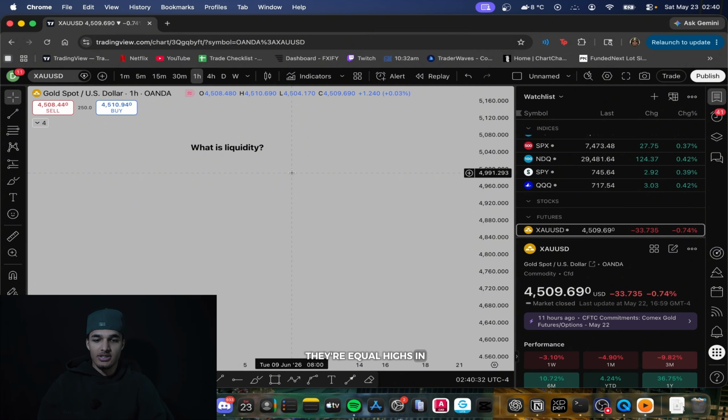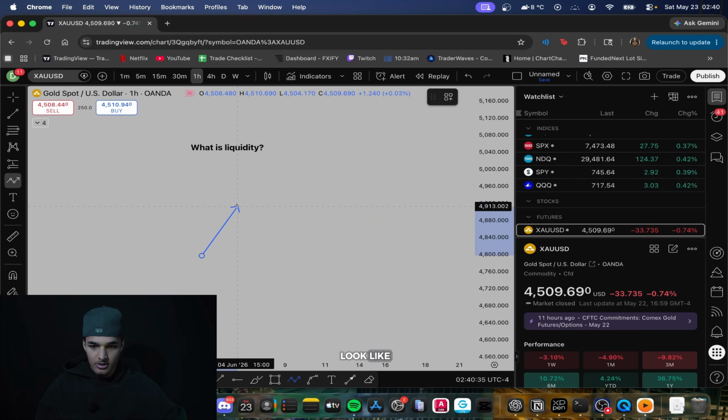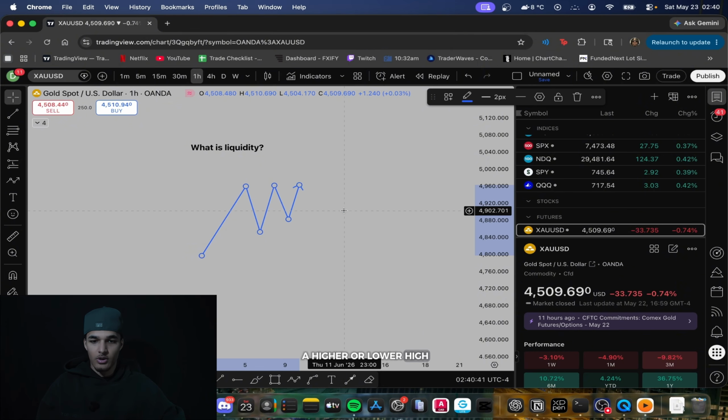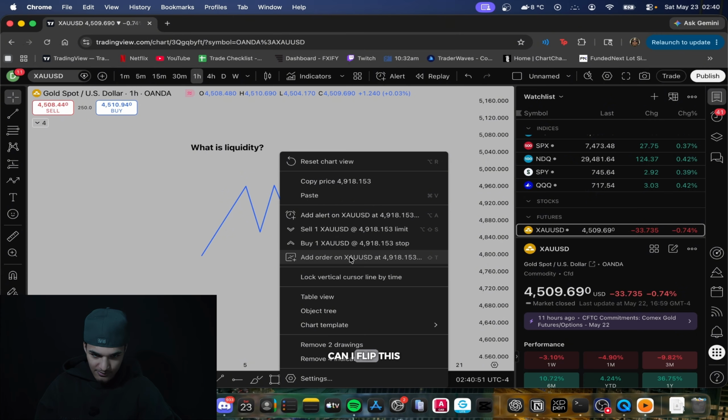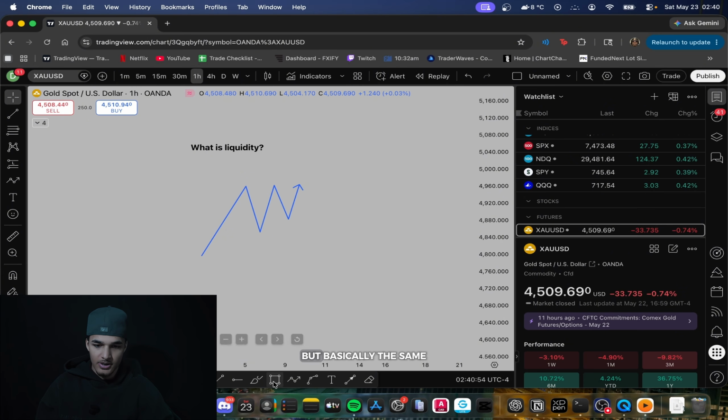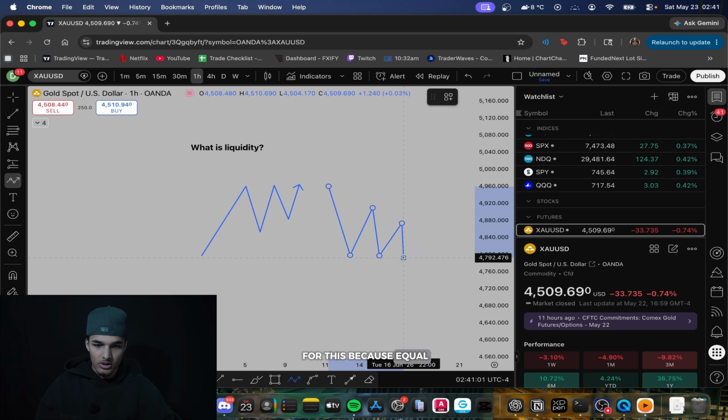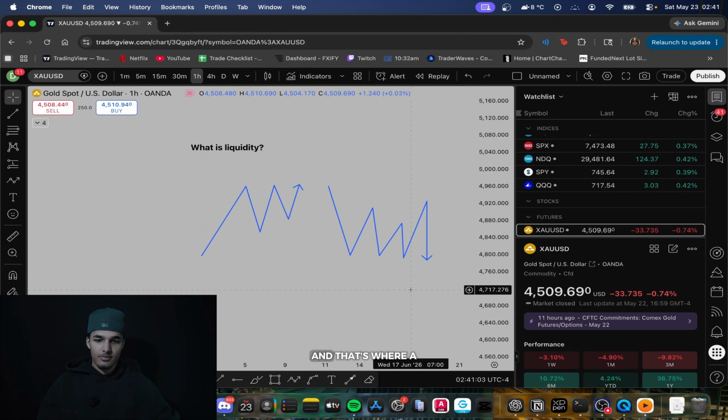Now, when there are equal highs in the market, this is what an equal high would look like. Price goes up, goes down, goes back up, but does not make a higher or lower high. The highs are equal. This is where a lot of liquidity sits. And the same thing can be said for the exact opposite, because equal lows are being made. And that's where a lot of liquidity is sitting, on equal highs and equal lows. Liquidity is sitting on all types of highs and lows. There can be older highs and lows that are still holding liquidity.